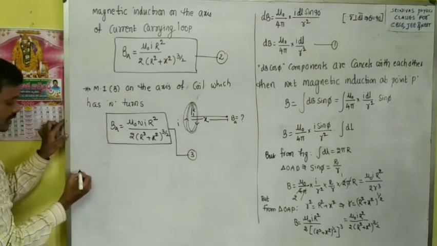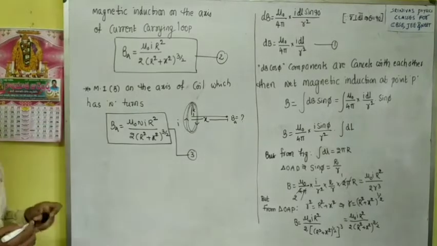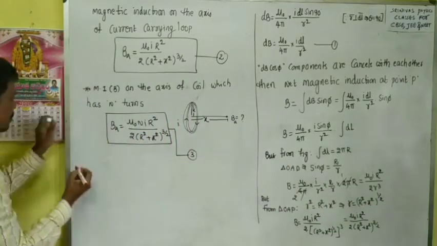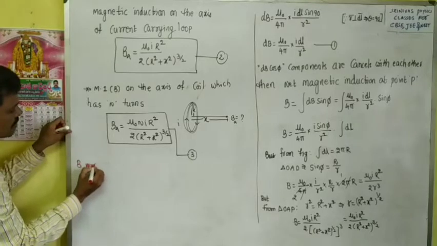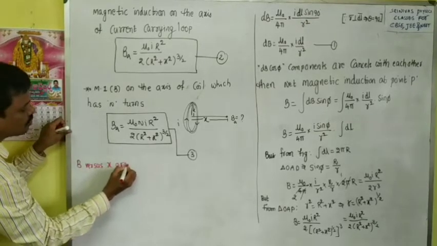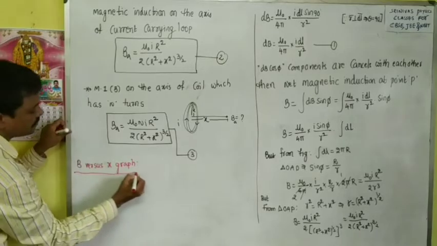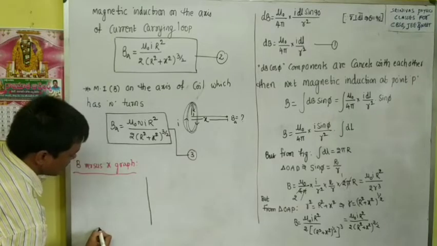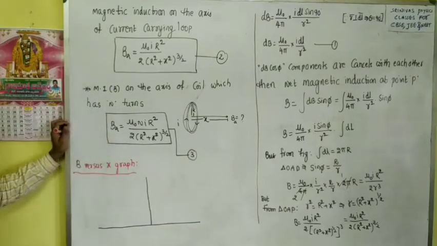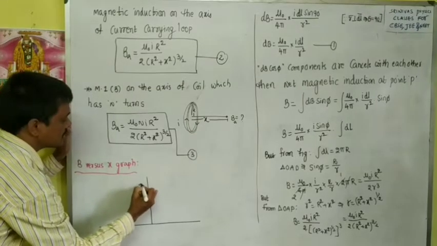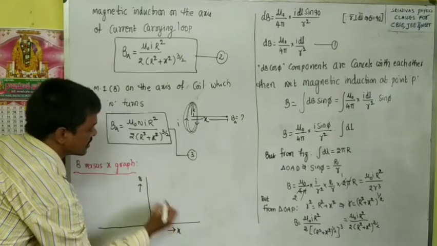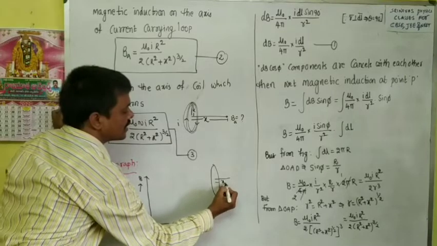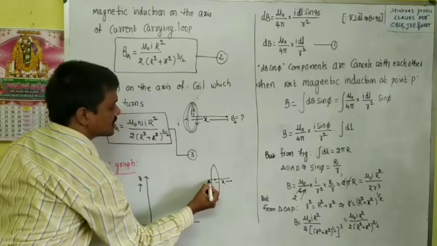Okay, now we derived the magnetic induction on the axis. If you want to know the direction of the magnetic induction, or if you want to draw the graph between B and X, for example, I am going to draw a B versus X graph. How will you get it? I am taking B on the y axis, X on the x axis. Look here. Let us consider this is a coil or the loop, and this side X you can take, and this side also you take X.